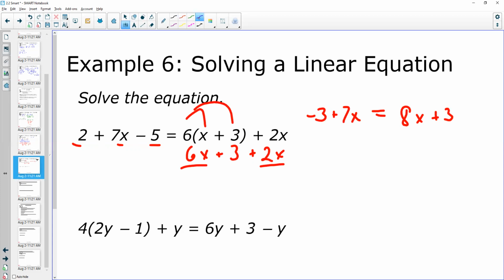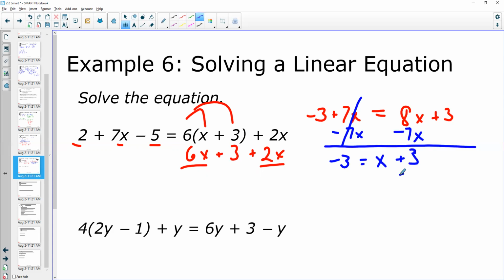Now we're going to do what we just did in the last problem where we move things one way or the other. So I'm going to move the 7x to the right by subtracting it. So I get -3 equals 8 minus 7 is just 1x plus 3. That doesn't look like a 3. And then I'm going to move the 3 by the opposite operation to the left. So I get -6 equals x.